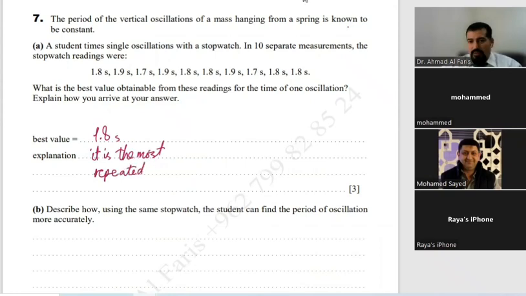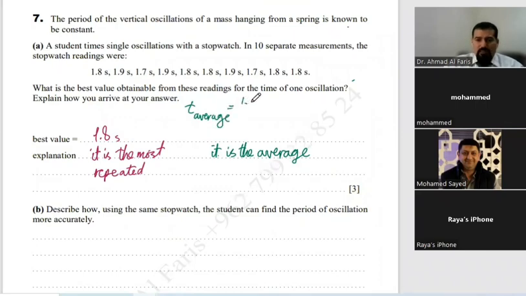Or you can write, if you want, that it is the average, and you have to show that it is the average by writing T average equals 1.8 plus 1.9 plus 1.7 plus, and so on until the last value 1.8, divided by how many there are. There are 10, and it will be 1.81 seconds. So yes, it is the average. Okay, is it clear? You can write that it is the mean value. Yes, you can write it is the mean.